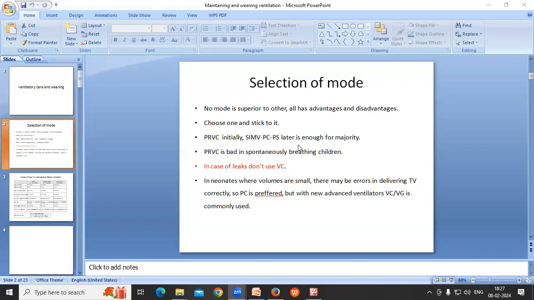I hope I answered the first question, selection of mode. Any clarifications needed? If no clarification is needed, we'll move to the second question. I hope I clarified everything, and if people don't understand anything, it's okay, we can discuss later on. I'm moving to the second question.